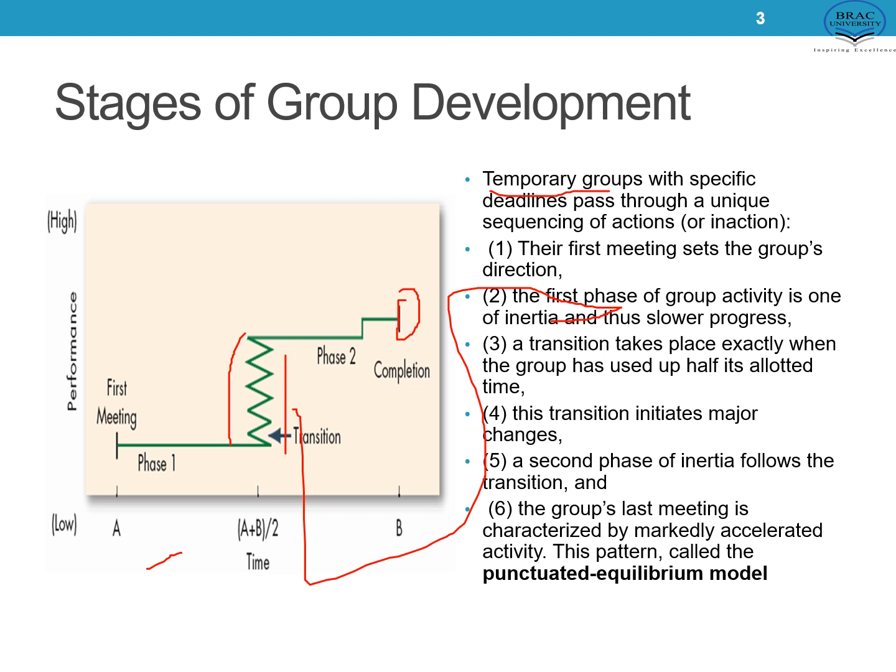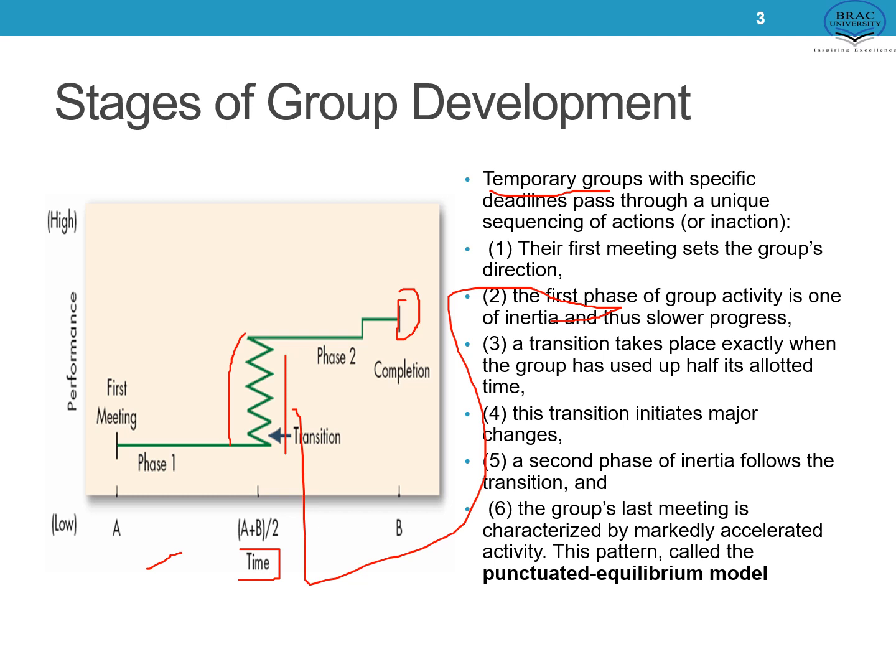This is like, as I mentioned earlier about the temporary group, that means they have some task deadline. That is why we have attached this x-axis, which is time, and A and B refer to two points of time. A is the starting point of time and B is the deadline or the closing point.